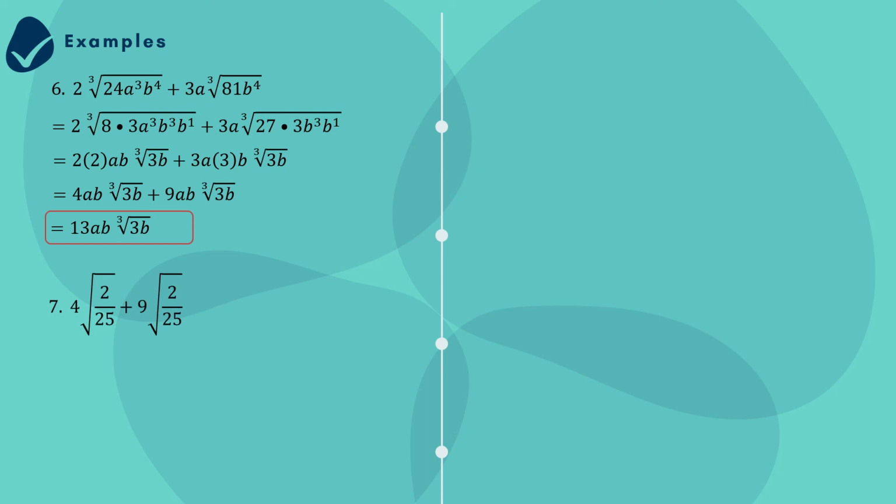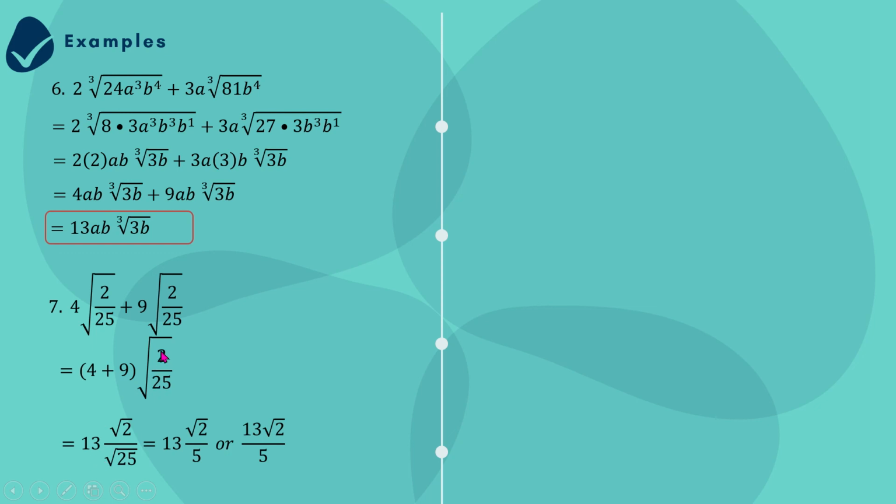Number 7. 4 times the square root of 2 over 25 plus 9 times the square root of 2 over 25. What did I use in the word times? This is the product of 9 and its radical. So, since they both have the same radical, square root of 2 over 25, we add 4 and 9. 4 plus 9, then copy square root of 2 over 25. 4 plus 9 is 13.